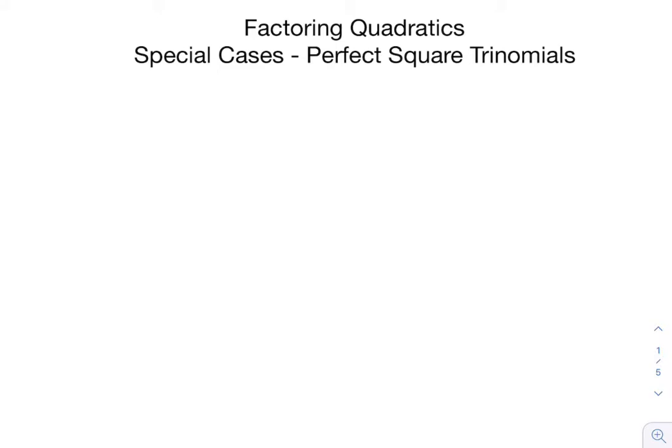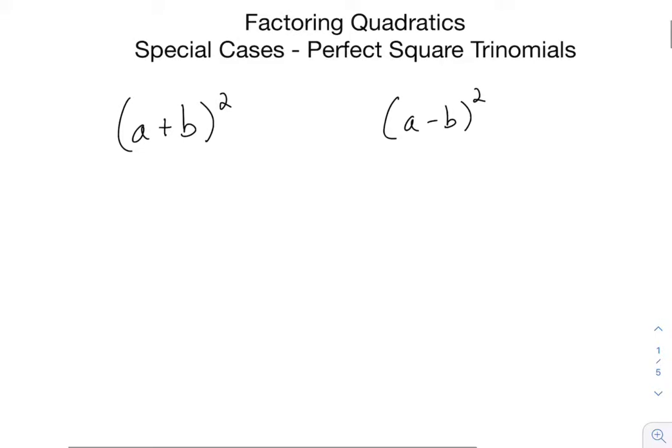They're called perfect square trinomials because they're a trinomial that comes from a perfect square, which means it comes from a binomial squared. So we took a binomial like a plus b and we squared it, or you can also take a minus b and square that. If we were to square that, we would get a squared plus 2ab plus b squared, or a squared minus 2ab plus b squared.